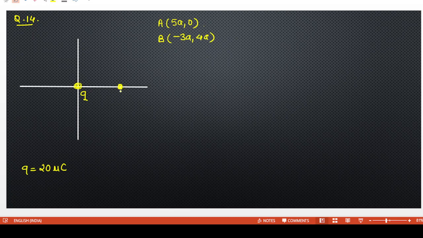Here. This is the point A with coordinates 5a, 0. Where should be the point B? -3a and +4a. Not in the third quadrant. It should be in second quadrant. Here. This is the first point. This is the second point. What are the coordinates of second point? -3a, 4a. Write down. And what is asked? Potential difference between them. So final point potential minus initial.